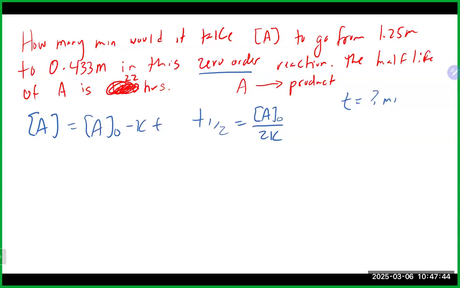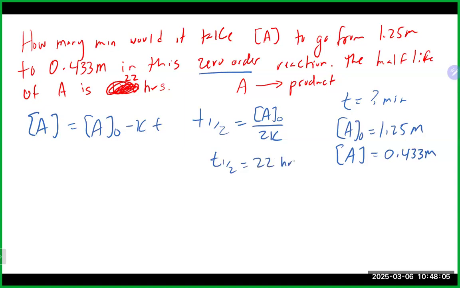How many minutes, basically? We'll take the concentration of A to go from our initial concentration, 1.25, to our final concentration, which is 0.433. And they do give us the half-life here, is 22 hours. So in this case, we are looking for this guy. We do have this one and this one. In this case, though, we are missing the rate constant.